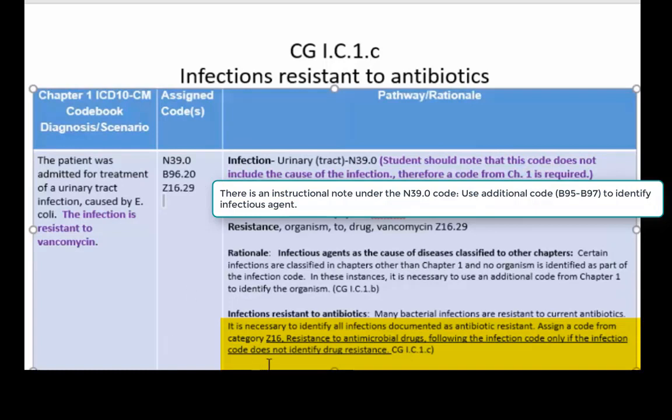You can never go by your guidelines or your index and say that's your answer. You have to always go back to the tabular, which is all the codes in the back of the book, to verify that that's your answer.